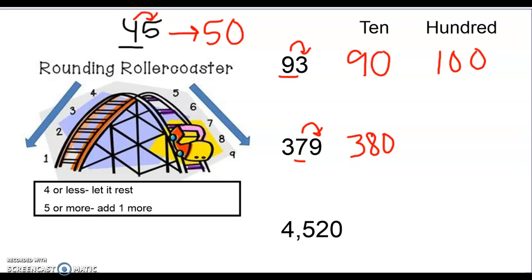When I'm rounding to the nearest 100 with this number, I underline my hundreds place and look next door. The 7 tells the 3 to add one more, so that makes it 4. Everything in the back turns to zeros, so that would be 400. See if you can try this last example on your own, rounding to the nearest 10 and 100.